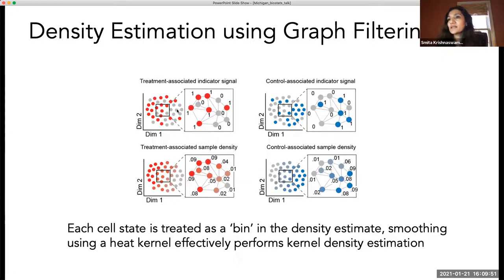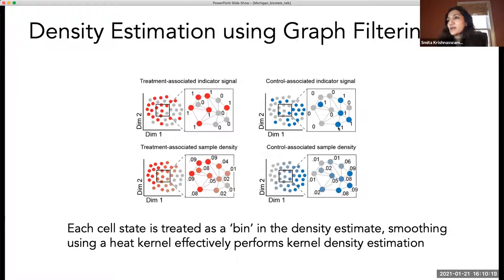So the main idea here is we take the two samples, combine them, and we make a combined graph. In the combined graph, you actually have a label already for whether the cell came from condition zero or condition one, okay? And then we turn this into a density estimate. So this is an indicator signal associated with the control and treatment. So these are inverses of each other, and you can create a density estimate.